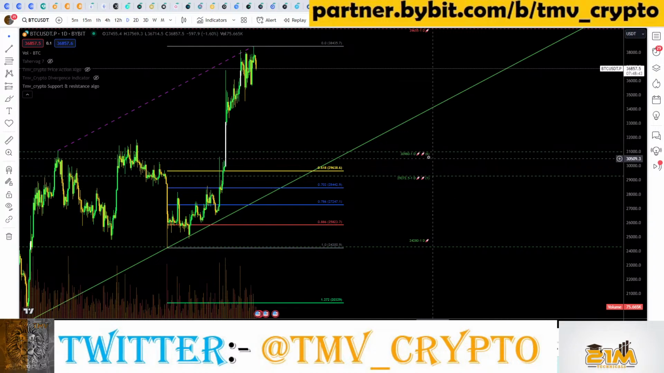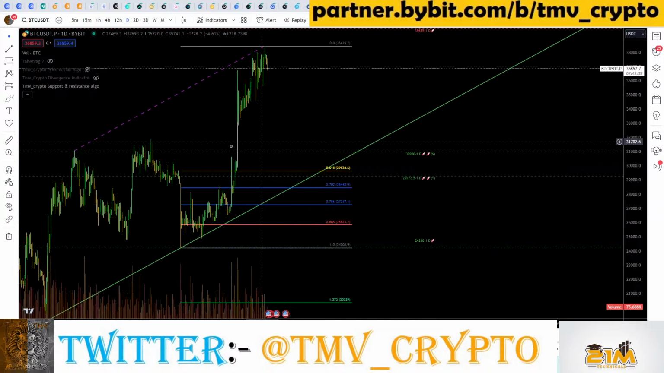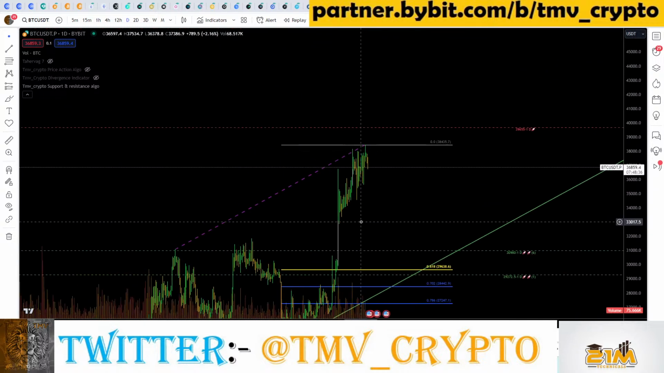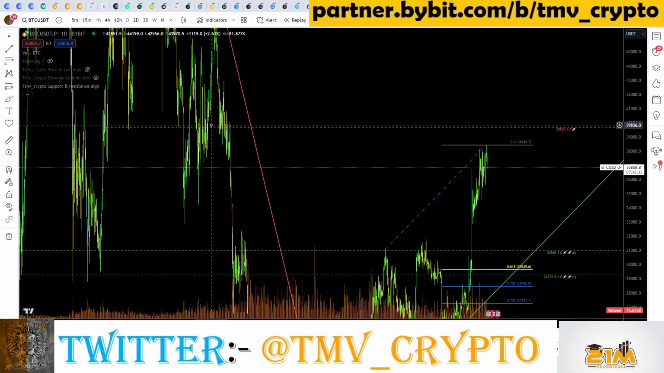Similarly, you also have 30,980, the way the price has broken out of it with a wide, big volumetric candle. And also we have a strong resistance at 39,655, the daily levels that we have from around 2021.